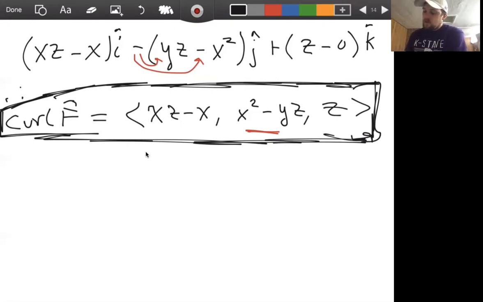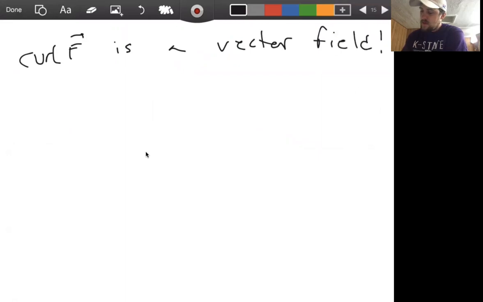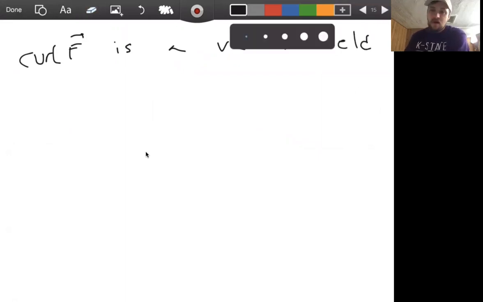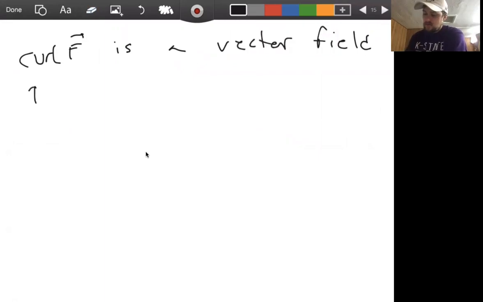Now, the curl is a vector field, right? We've said that. Curl of F is a vector field, which means we can take the divergence of a vector field. So we can take divergence.